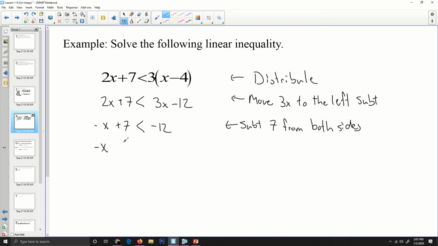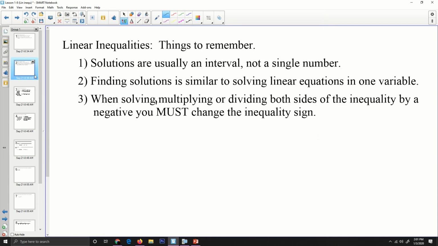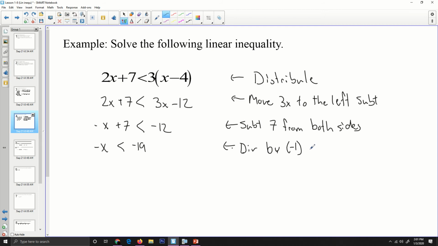And that'll give me negative x is less than negative 12 minus 7, which is negative 19. And then I have to divide by negative 1. Let's just make it negative 1 here. I divide by negative 1. And from the statement above, number 3 from the last set of notes, I need to change the symbol. So I need to remember to change the inequality symbol.